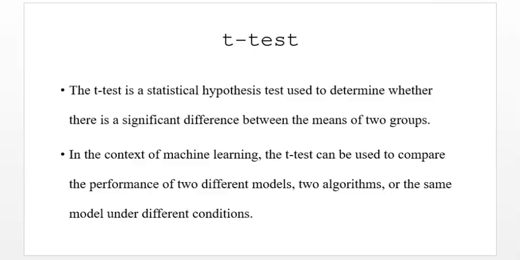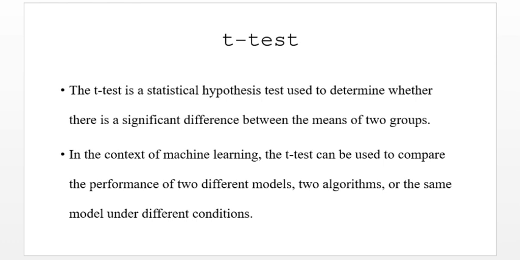T-test. It is a statistical hypothesis test used to determine whether there's a significant difference between the means of two groups or samples. In machine learning, it is often used to compare the performance of two models or algorithms.